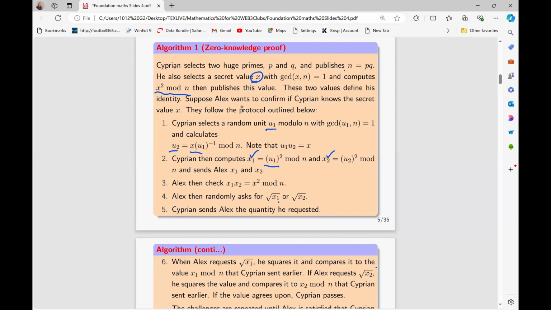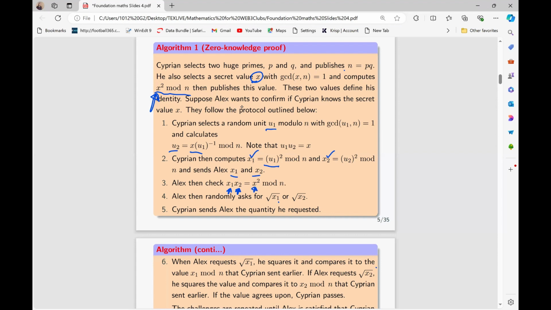When Alex multiplies these two, he discovers they give him x squared. These two, on multiplying, he discovers they give him x squared. So you see, the problem to Alex was getting the square root. That was his problem. Now he wants to know whether Cyprian can get the square root of x1 and the square root of x2. Because if Cyprian can get the square root of x1 and x2, it means he can get the square root of x squared.